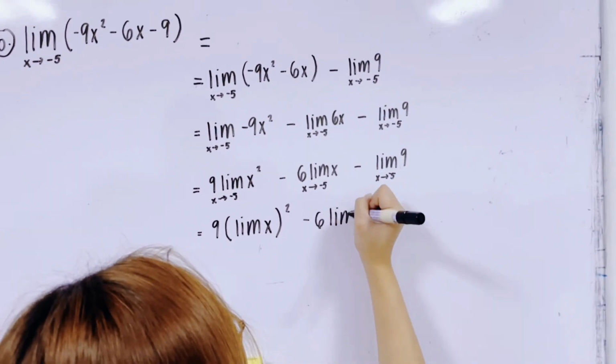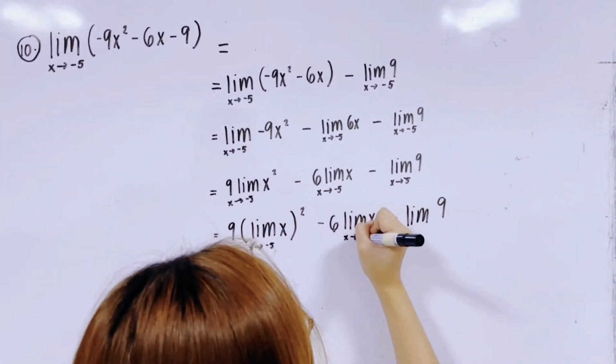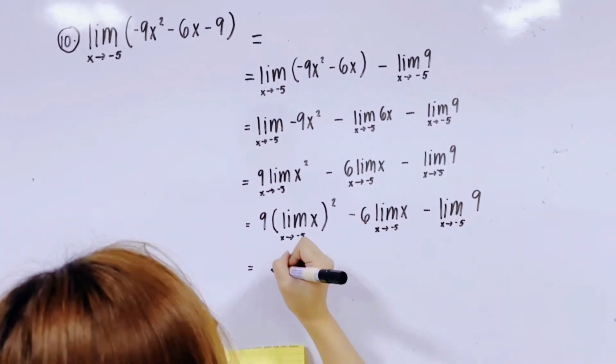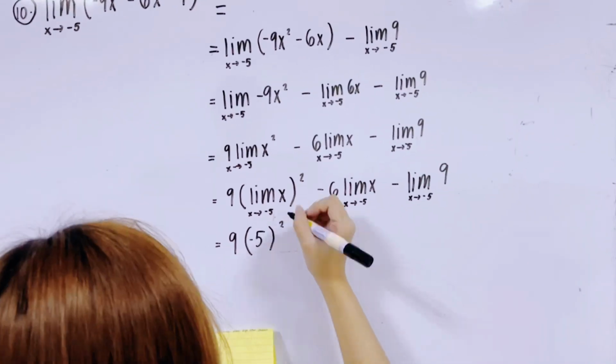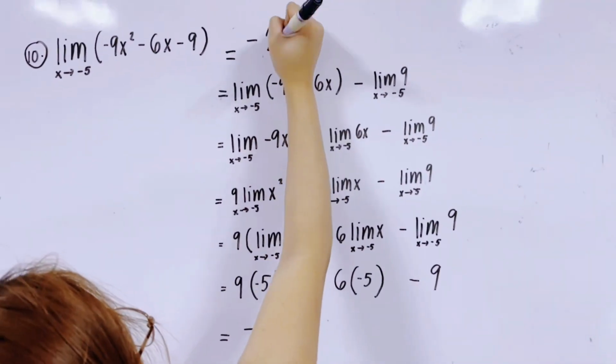Since the coefficient 9 and the variable x are separated, we have to enclose the limit of x in parentheses and square it. And as we notice these are limits of variables, we can directly substitute negative 5, giving us the answer of negative 204.